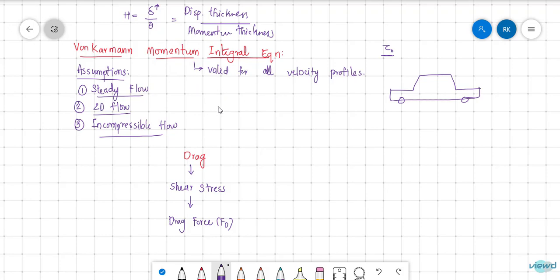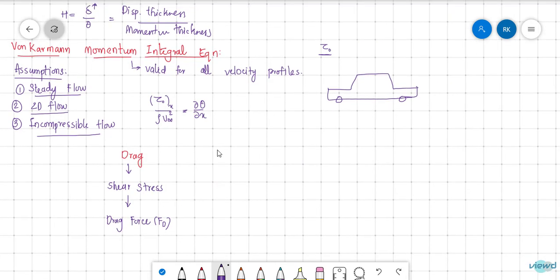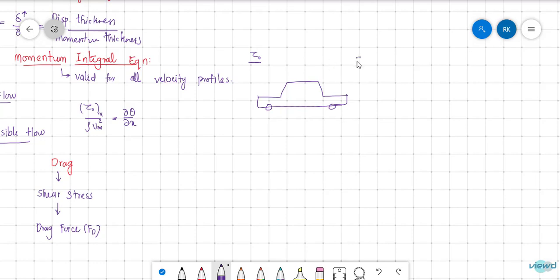So von Karman momentum integral equation is given by tau naught x divided by rho u infinity square is equal to dou theta by dou x. So what is this tau naught x? So tau naught is wall shear stress.